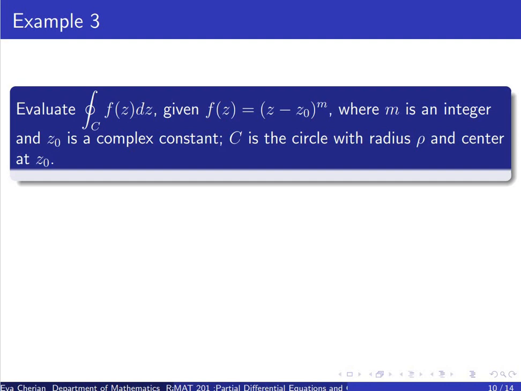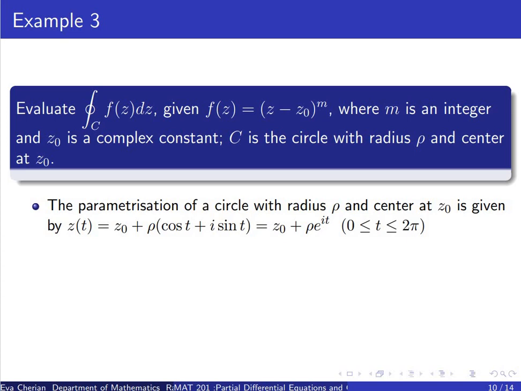We look at another example where we have to integrate over a circle. Evaluate the integral over C of f of z dz. f of z is z minus z naught raised to m, where m is an integer. z naught is a complex constant. C is the circle with radius rho and center at z naught.